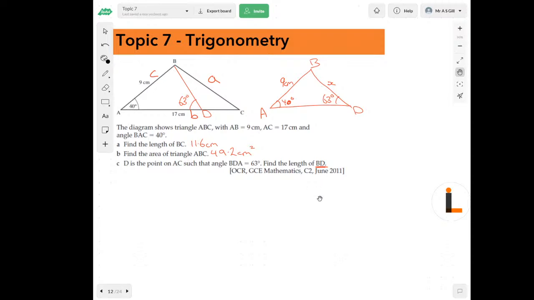So again, I'll give you some time just to go through and have a go at finishing this question. And the answer we should get is 6.49. Oh, sorry, 6.49 centimeters.